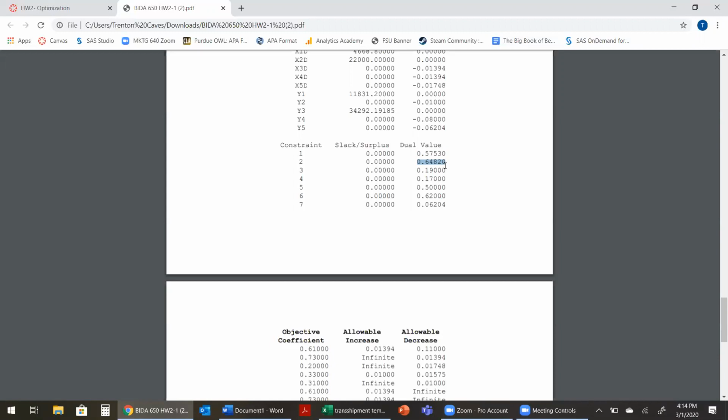Everybody see that? So those two are just report the numbers that you see. Question H, what's the maximum value of the 9th Adobe loom? How much should they be willing to pay for an additional Adobe loom?